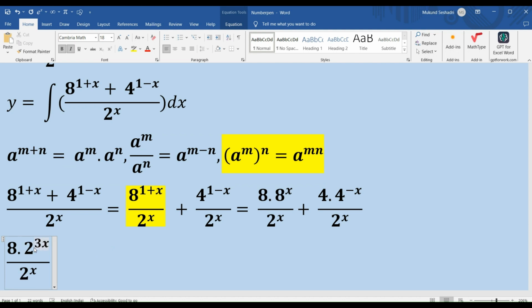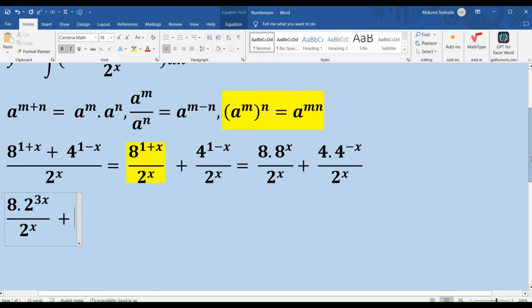And then I go to the next part, I have 4 to the power minus x, right? So again, what is my 4? My 4 is nothing but 2 square, right? So I have 2 square to the power minus x, which is nothing but 2 to the power minus 2x. Again, we use the same formula, which is highlighted in yellow above, a to the power m to the power n equals a to the power mn, okay?